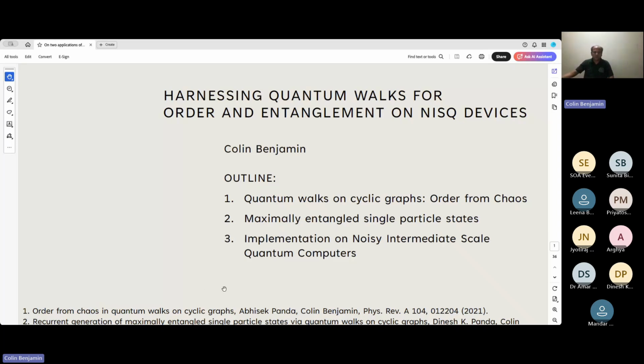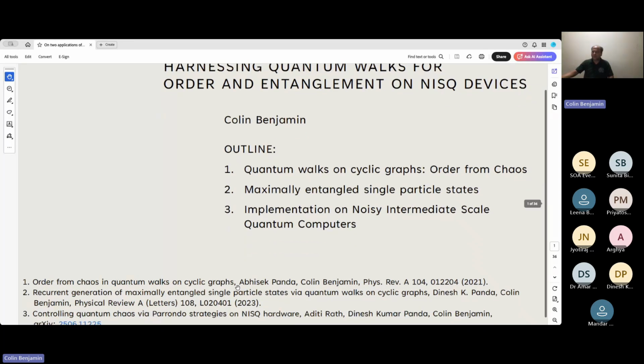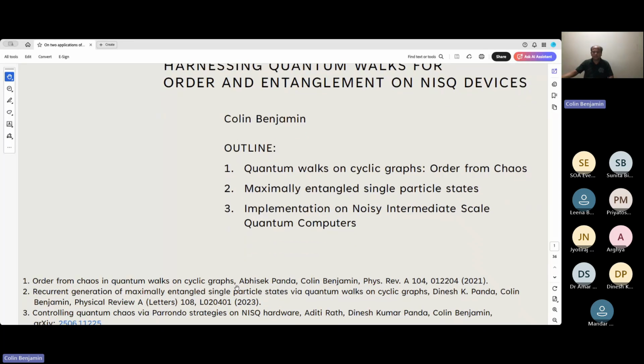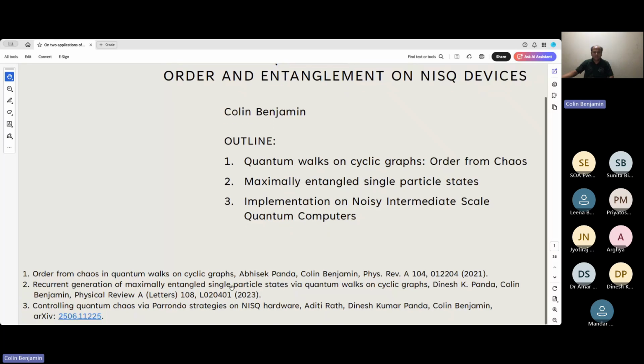One was on order from chaos in quantum walks on cyclic graphs. That was with my master's student Abhishek, and that was published in Physics Way. And then with Dinesh, who is doing his PhD with me, on maximally entangled single particle states, again using quantum walks. And finally, very recently, we have published a preprint in the archive with Aditi as well as Dinesh on how to implement these cyclic quantum walks on quantum computers.